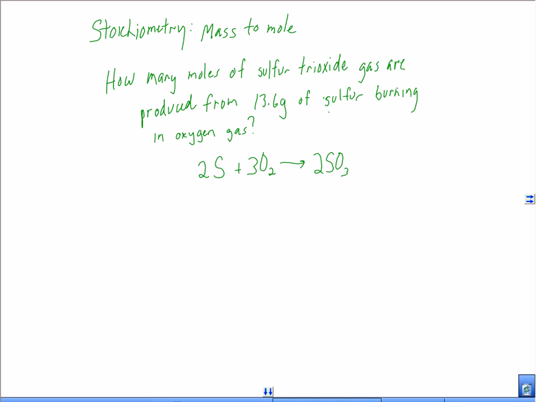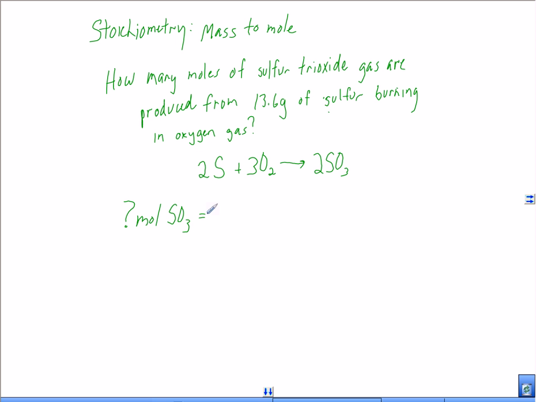So we're given mass in this case. We're asked to find moles, which means we're still going to need our periodic table because we're going to need a molar mass. But we're going to use it at the beginning of the problem instead of the end. So how am I going to set up this? Well, we're going to take our traditional setup for any stoichiometry problem, and we're going to basically say, alright, what am I trying to find? I'm trying to find moles of SO3.